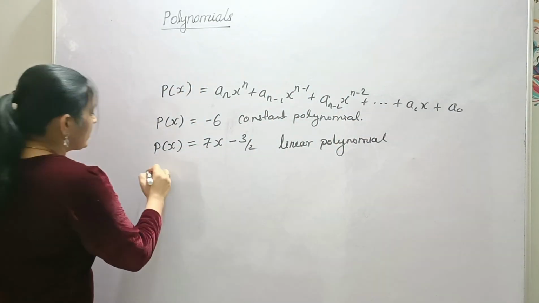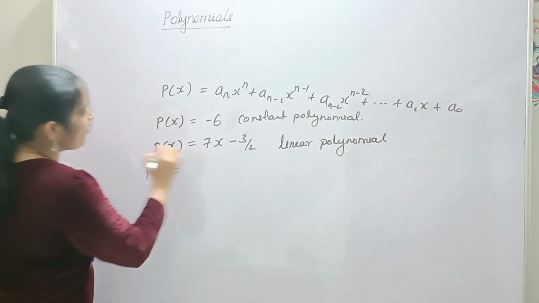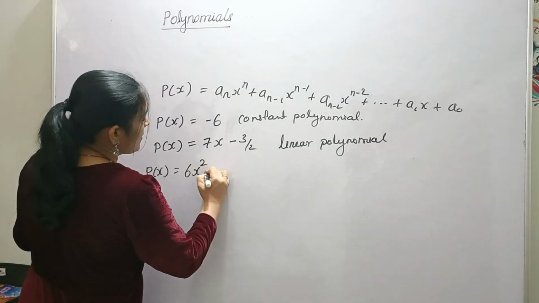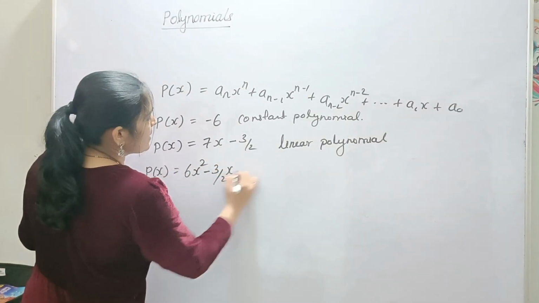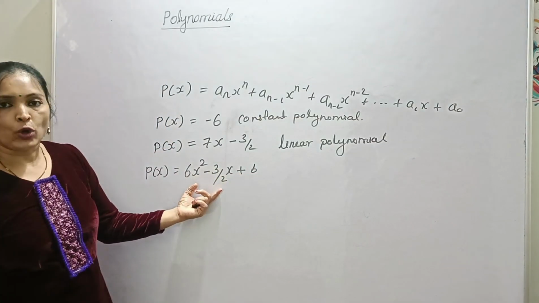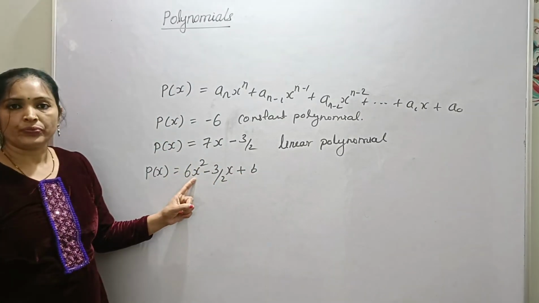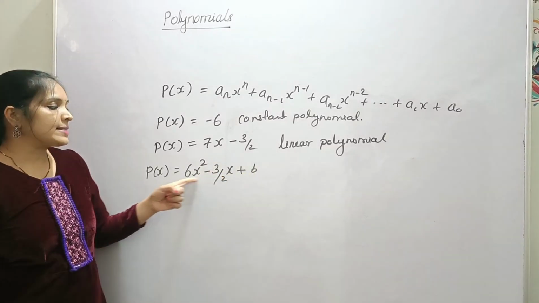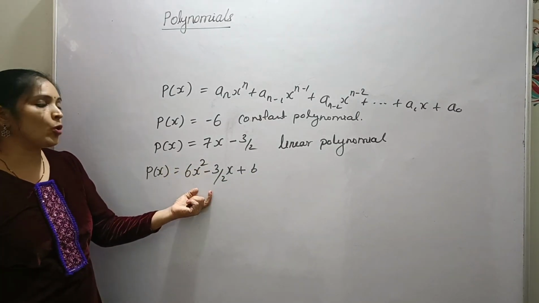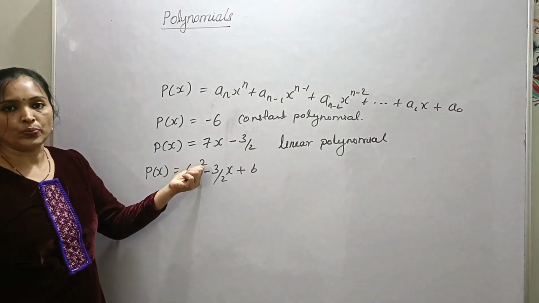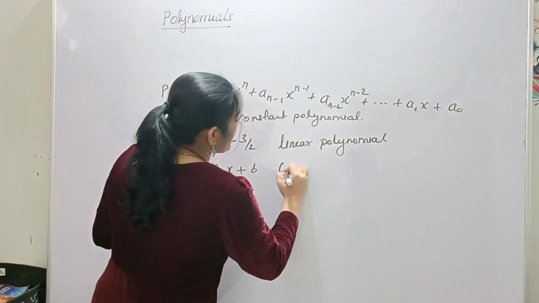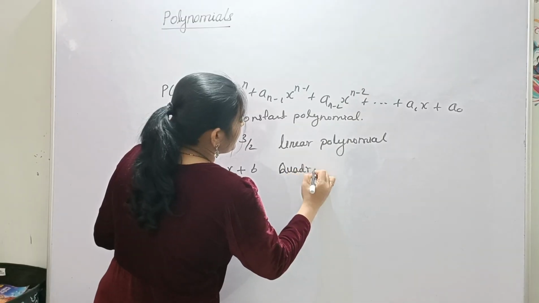Next one. If p of x is equal to 6x square minus 3 by 2 x plus 6, it's a polynomial of degree 2. Its highest power of x is 2. This polynomial of degree 2 is called a quadratic polynomial.